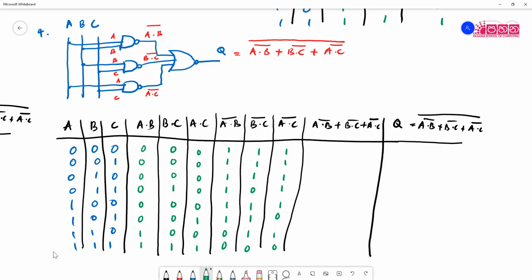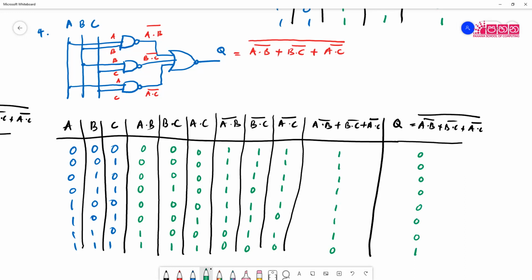Now I think we got AB bar, BC bar, and AC bar. We got these 3. Now we have to add them up. It's easier. We will get 1, 1, 1, 1, 1, 1, 1, and finally we will have 0. Why? Because only when all three inputs are 0 will the sum be 0. And then finally you get the complement, the opposite of this. So we'll get 0, 0, 0, 0, 0, 0, 0, and this will be 1.